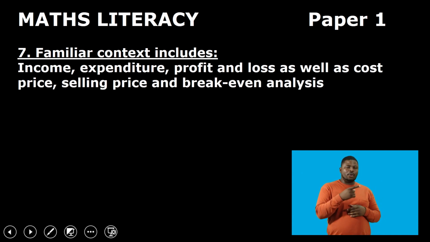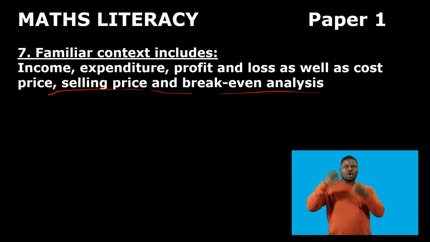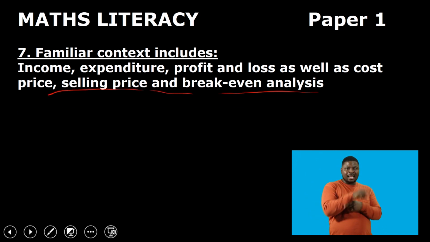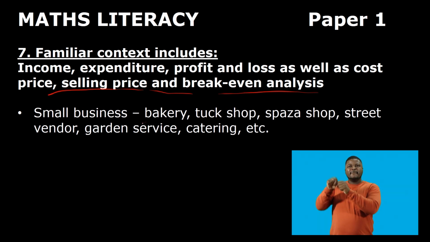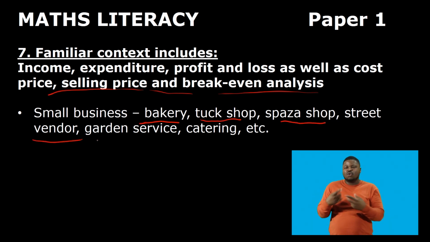Then, for income, expenditure, profit and loss, as well as cost price, selling price and the break-even analysis, it's going to be small businesses like a bakery, a tuck shop, a spaza shop, a street vendor, garden service, or any type of catering. Remember, because this is familiar context, you need to go and look at these businesses so that you know what type of expenses and income they can generate so that you can answer the question much more clearly.